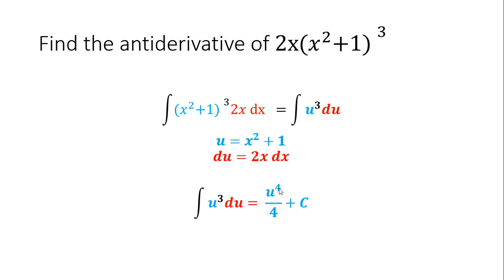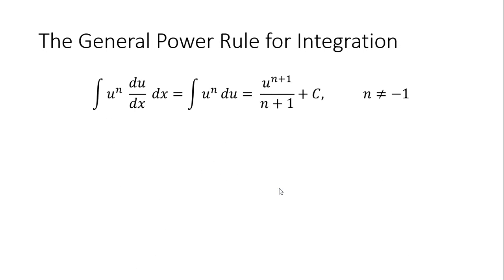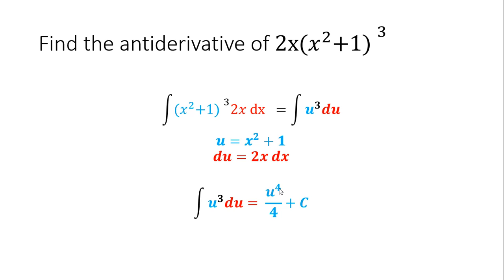The last thing I would need to do is substitute these values back into my problem. I'm sorry I didn't write that down here, but I show it to you on the other examples. This answer would be x squared plus 1 in parentheses to the 4th divided by 4 plus c. You always have to make sure you do that last substitution, and you'll see that on the further slides.